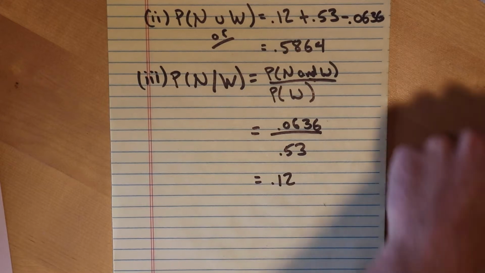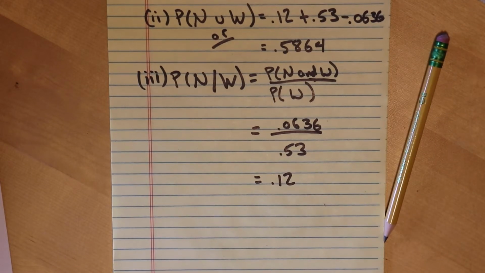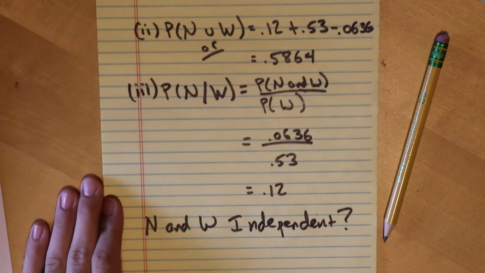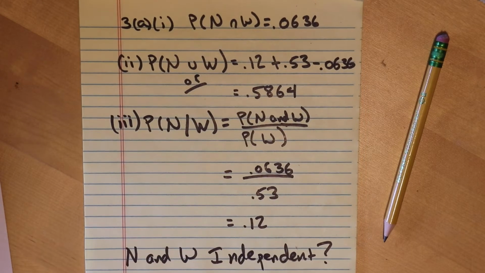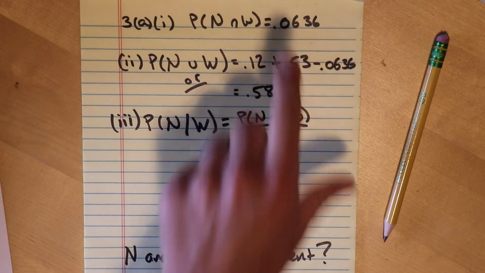Next question. For the people surveyed, are the events of being a person whose response is never and being a woman independent? Well, here's something that a lot of folks kind of mistake a little bit. Are the events never take the prescription and woman mutually exclusive? The answer to that is no, because they can happen at the same time in this survey.